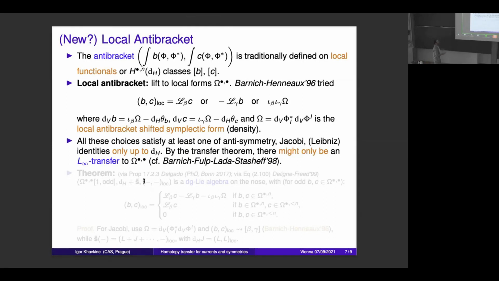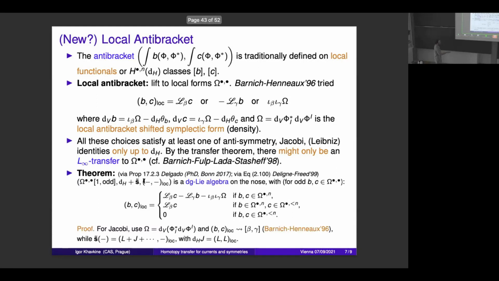So we can do this transfer to forms, to a local bracket, but only at the price of getting extra brackets. Okay, so it's certainly possible, but it's important to try to see what the actual bracket structure will be. Well, it turns out that if you reflect on the different possibilities you have of lifting the bracket, for example, Barnich and others, they've tried several different formulas, none of them were successful.